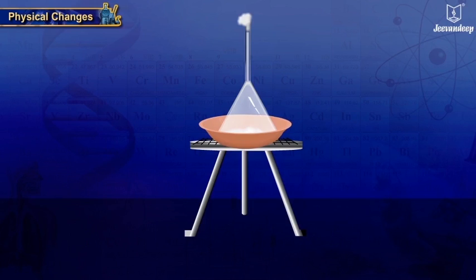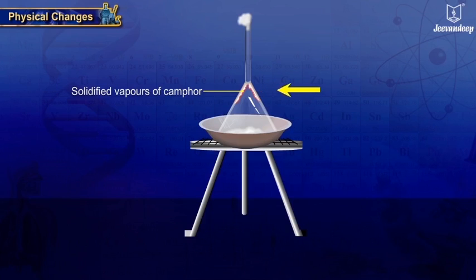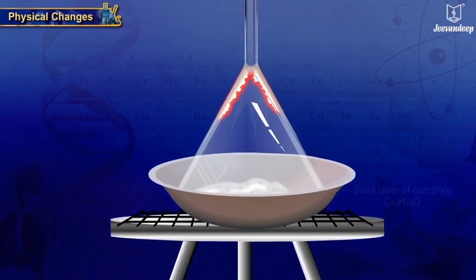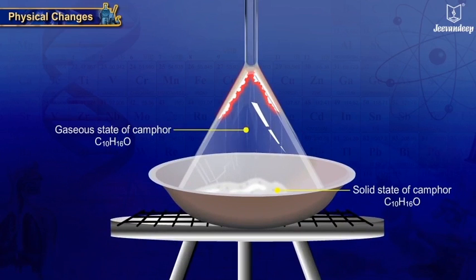Remove the burner and let the funnel cool down. We observe small white crystals of camphor deposited on the inside of the stem of the funnel. This is a physical change as the form of matter, that is, the solid state of camphor, is altered to its vapor state and then back to solid, but its chemical composition remains the same.